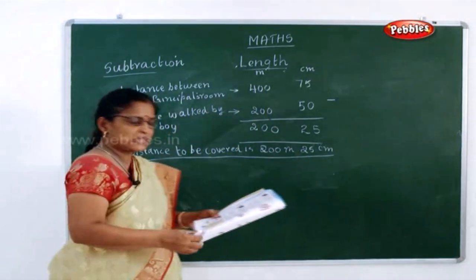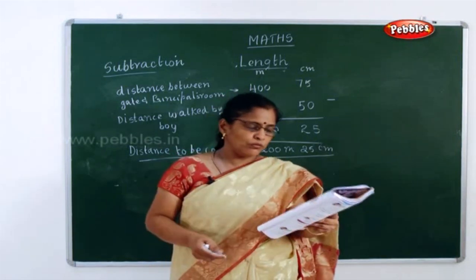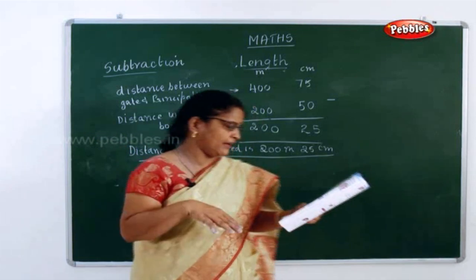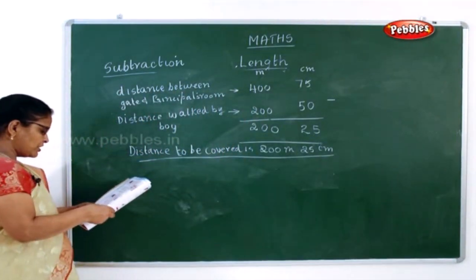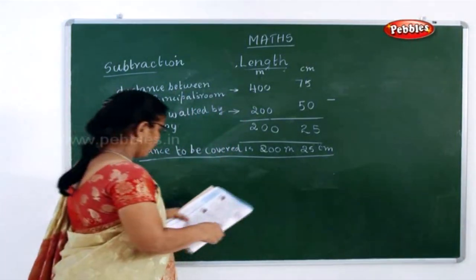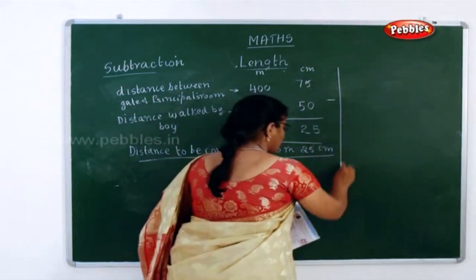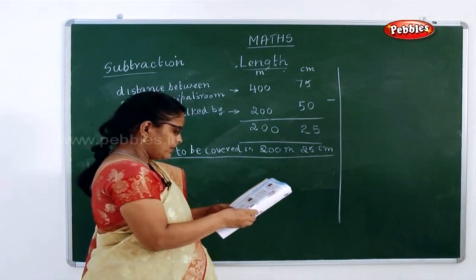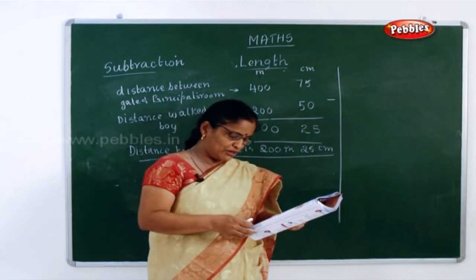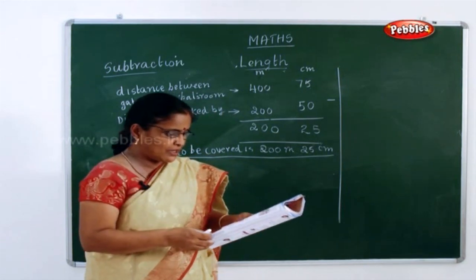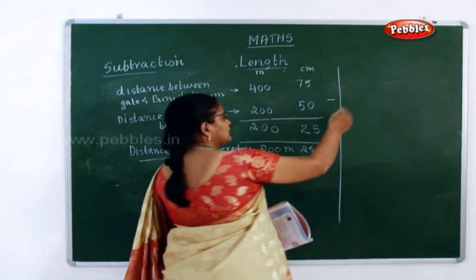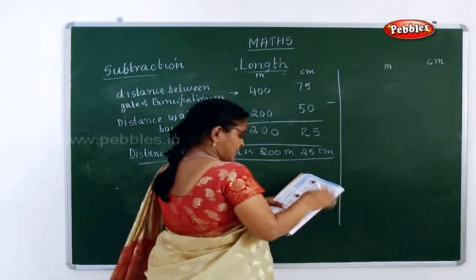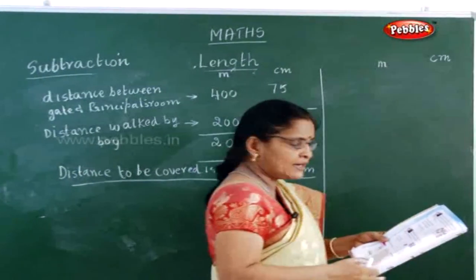Now next sum, one more sum they have given as a practice. See, mother bought a roll of ribbon. You know what is a ribbon? To tie your hair. To tie your hair, she bought 10 meter. So the next sum is, mother bought a ribbon measuring 10 meter. If she cuts a piece of ribbon measuring 2 meter and 50 centimeter. So now you have to write meter and centimeter immediately, because at first in that sum it is given in meter and centimeter.